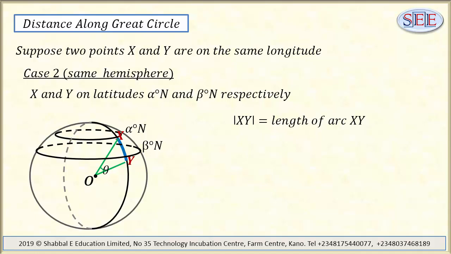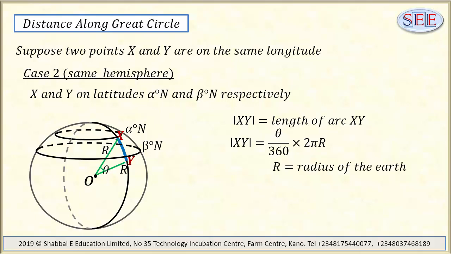So distance between x and y will now be the length of an arc. And that arc obtained an angle theta at the center of the earth. Look at it. Look at the angle theta. And distance xy is given by the formula theta over 360 multiplied by 2 pi r, where r is the radius of that longitude, and it is the same as radius of the earth.